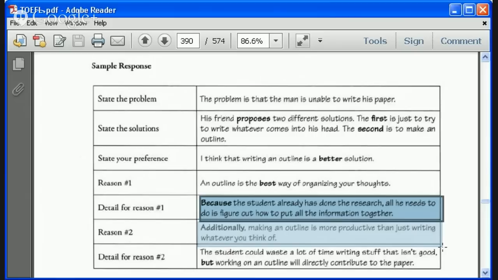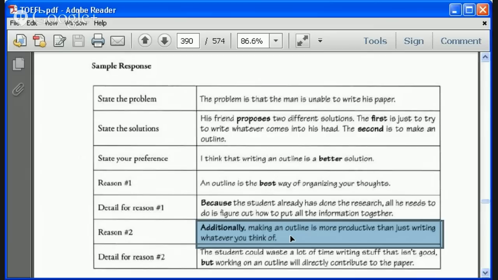And then using a transition. However, on the other hand, conversely, one of those kinds of introductory phrases or words, and then another supporting reason.